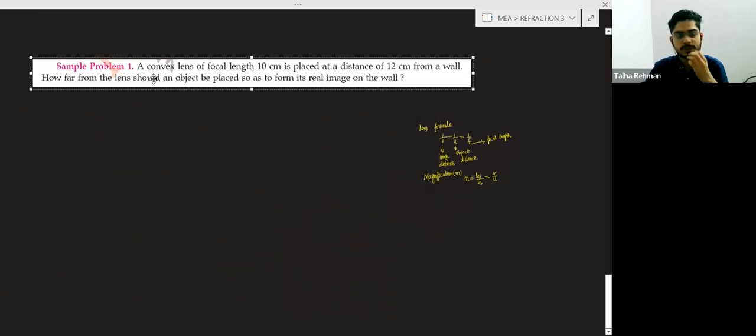Now see the question. A convex lens of focal length 10 centimeter is placed at a distance of 12 centimeter from a wall.